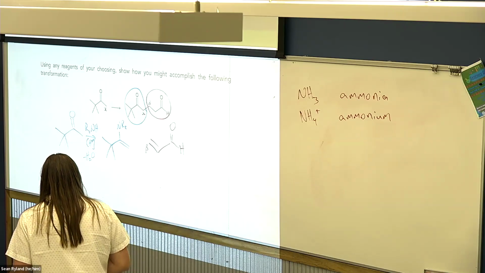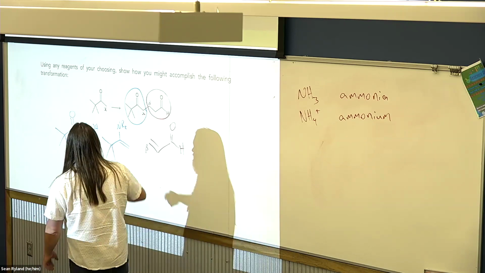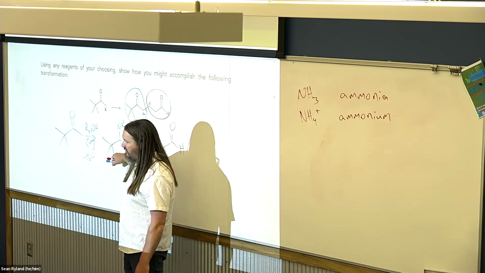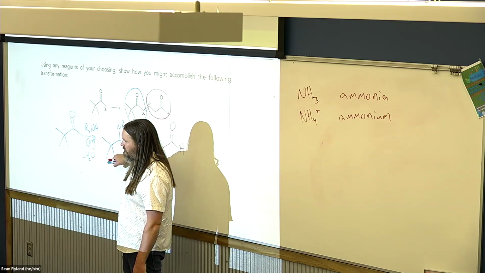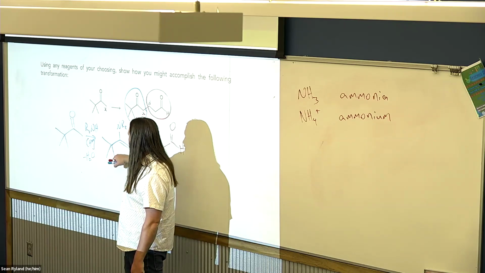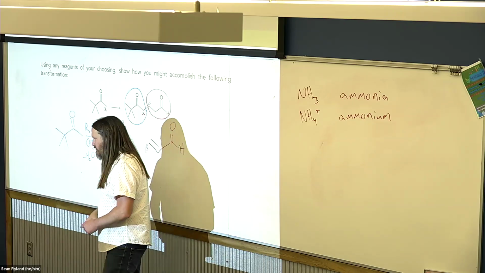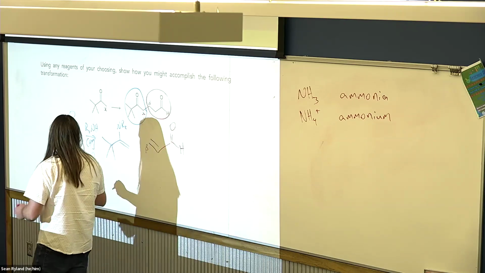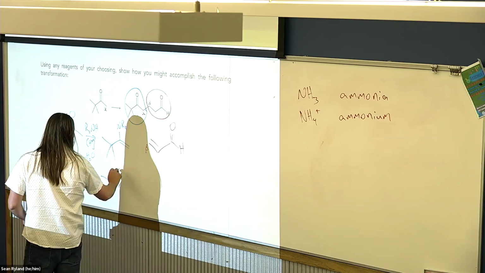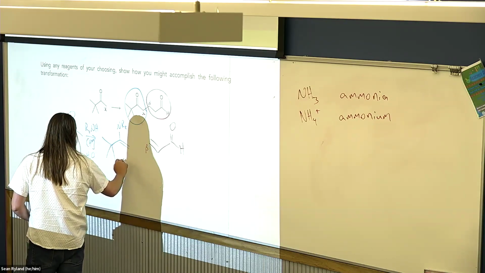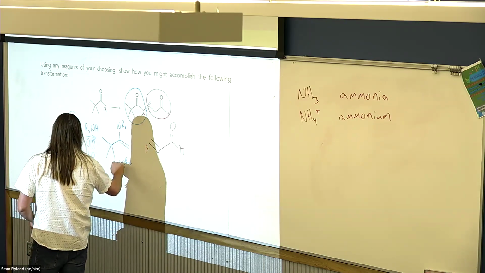And making the enamine is valuable because this molecule looks a lot like an enol, but it's slightly less reactive. So this one has a resonance structure that looks like that iminium.